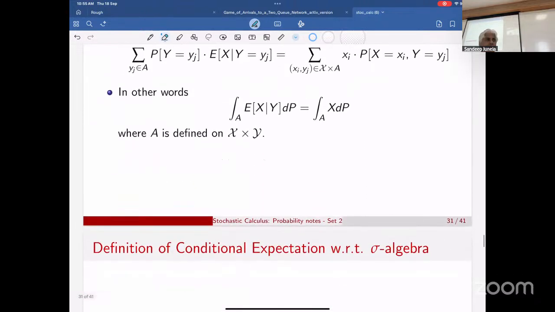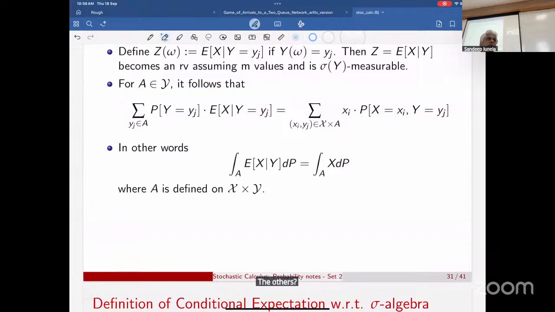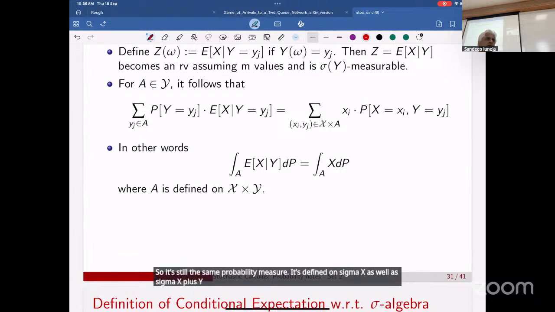What is inside the sums, the discrete sums, the measures are not the same. One is a joint distribution, the other is a probability measure defined on the sigma algebra of Y. One is the same probability measure defined on a bigger sigma algebra, sigma X cross sigma Y. That's true. In the sense that this probability measure is defined on a bigger sigma algebra, it's still the same probability measure. It's defined on sigma X as well as sigma X cross Y. So you can do these things.